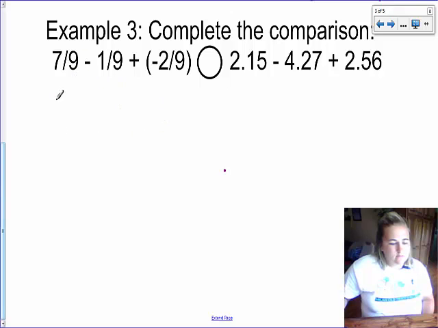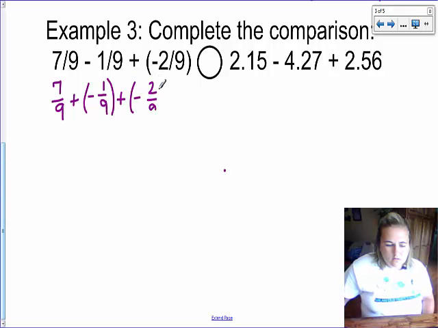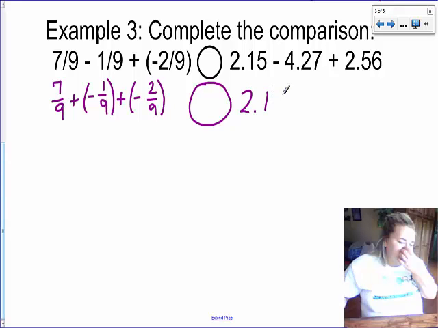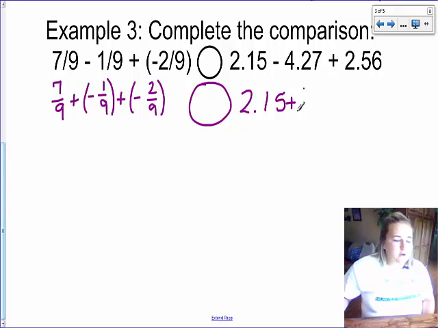So I have 7/9 plus a negative 1/9 plus negative 2/9, and we're comparing that to 2.15 plus negative 4.27 plus 2.56. So on this side, the common sign terms that we have are these negatives.